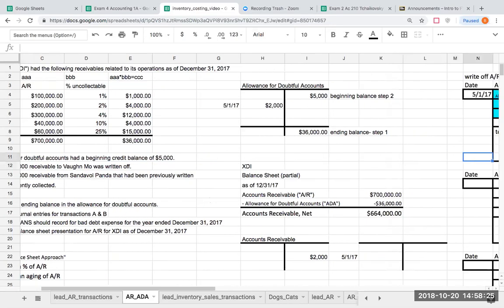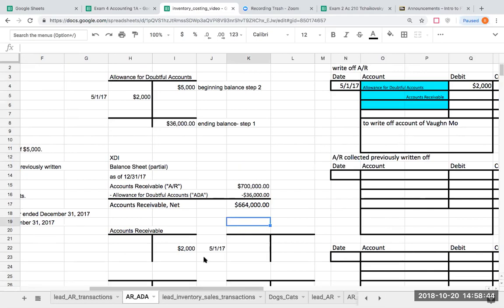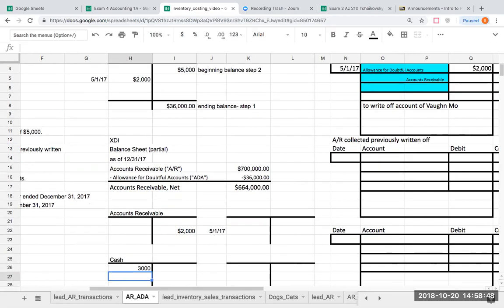So over here, when I have an account receivable that is collected that was previously written off, I have a couple things happening. One is I'm going to be receiving cash. So I'm getting cash of $3,000. However, what do I need to do before I'm getting that money in the door? Well, the first thing I need to do is I need to reverse the curse.